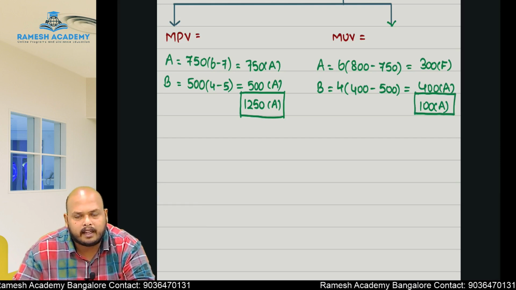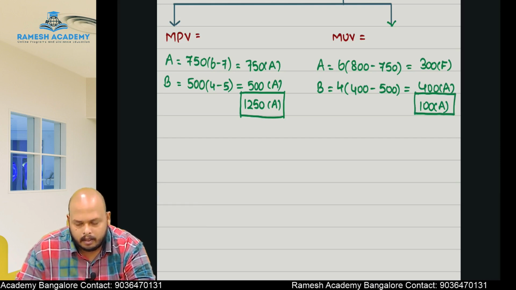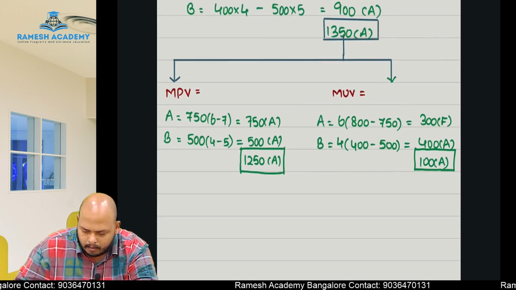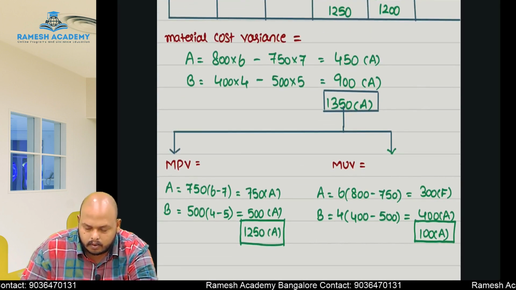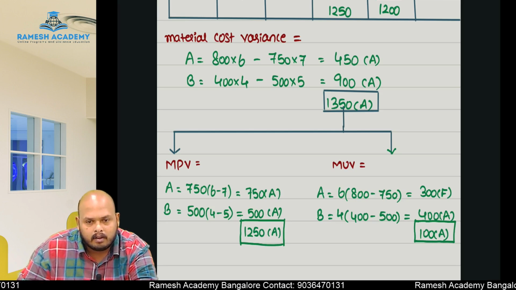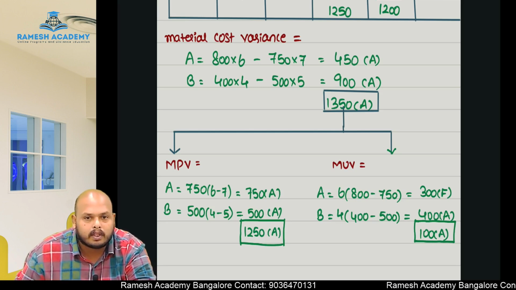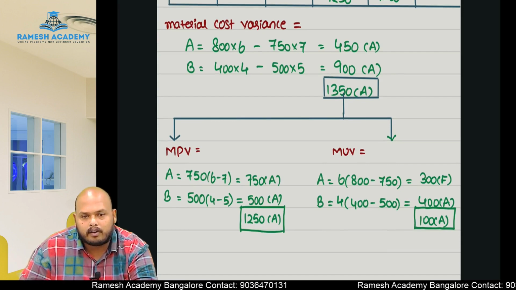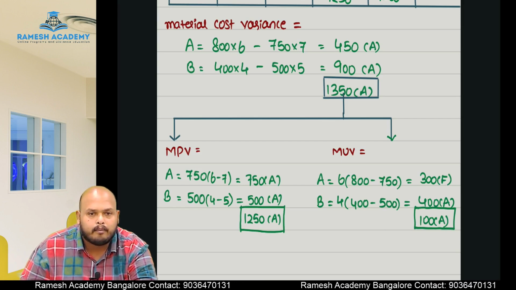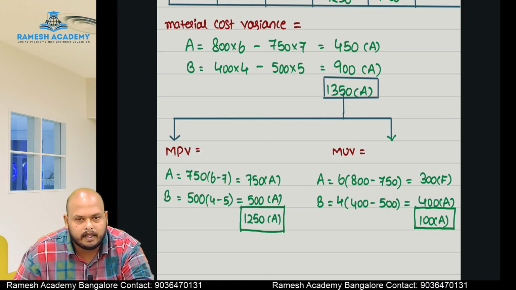So what is the impact here? 100 adverse. Did you observe one thing here? Material price variance plus material usage variance is equal to material cost variance. See here, 1250 adverse, 100 adverse. 1250 plus 100 is equal to 1350. So what is the formula for material cost variance? Material price variance plus material usage variance. This will be the formula.